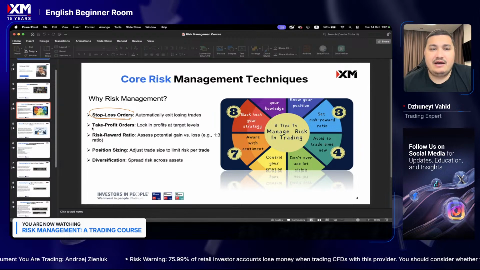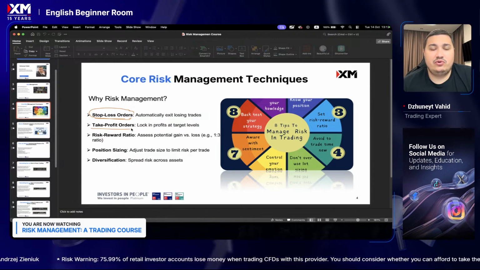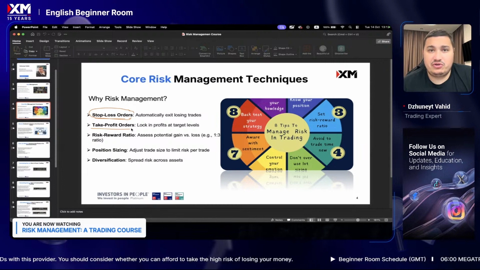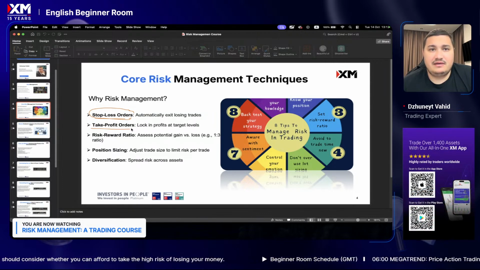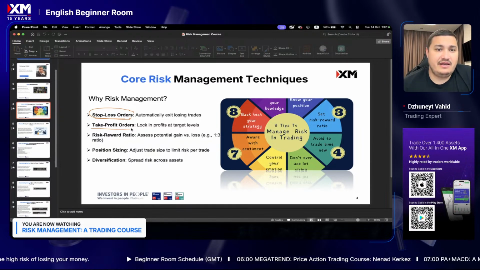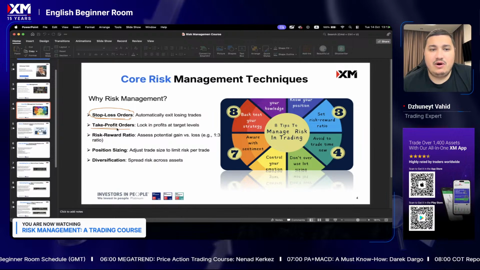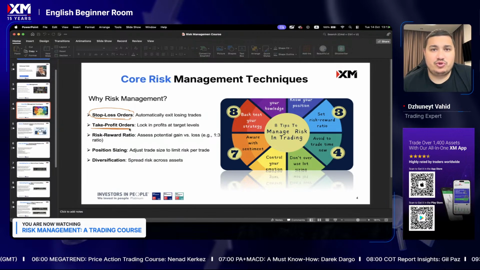Take profit orders. How do you define which level is going to be your take profit? Or do you have levels to exit from your position in profit? Is it a pattern, completion of the pattern exit? Is it support and resistance levels? Is it pivot points? Is it technical indicators? What is actually giving you the idea of how you exit your position?